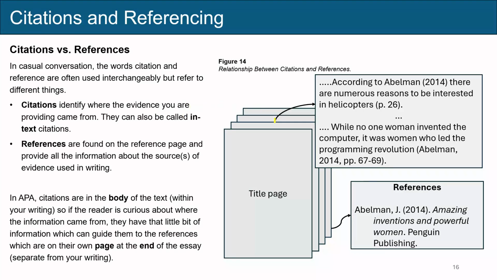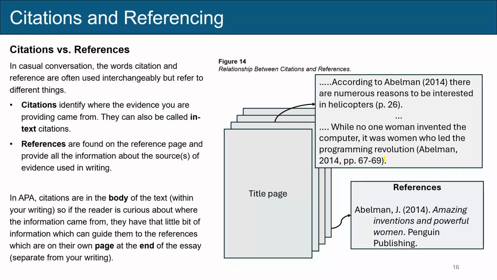So, for example, in your writing, you might be writing about great inventions from women. And as part of your writing, you might say, according to Abelman, there are numerous reasons to be interested in helicopters. And then later on, you might say, no one woman invented the computer. It was women who led the programming revolution. So this first one is another example of a narrative citation. The one below it is a parenthetical citation.